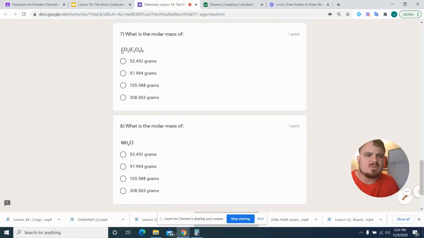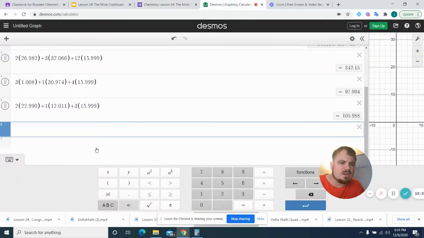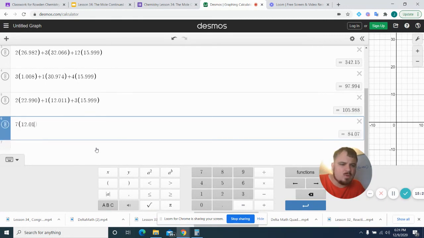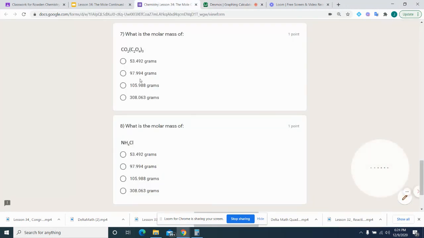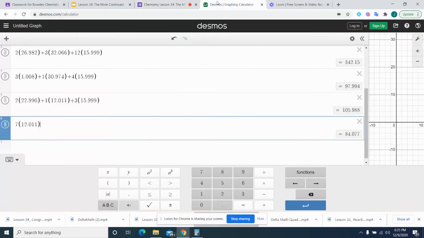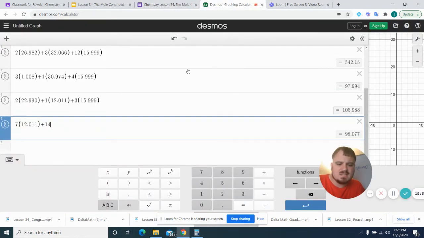Number 7. Remember, this 3 triples everything in here. So really this 2 turns into a 6, and this 4 turns into a 12. And then instead of doing it a bunch of times, just add it all together. There's 6 carbons right here plus 1 more, a total of 7 carbons. So let's do 7 times 12.011. And then look right here, we have oxygens: 4 times 3 makes 12, plus 2 more, so 14 oxygens. So plus 14 times 15.999, and we have 308.063.